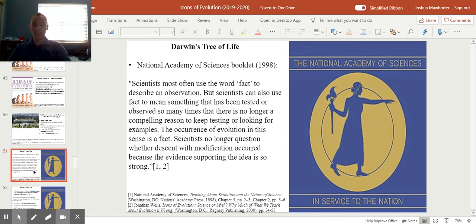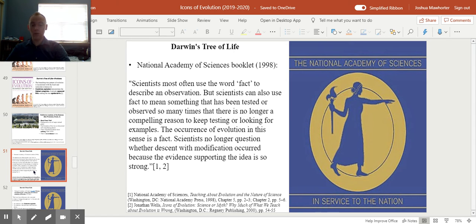The National Academy of the Sciences booklet in 1998, so a little bit dated, but I doubt they've corrected this mistake, said scientists most often use the word fact to describe an observation. Okay, well, fair enough. But scientists can also use fact to mean something that has been tested or observed so many times that there is no longer a compelling reason to keep testing or looking for examples. The occurrence of evolution in this sense is a fact.